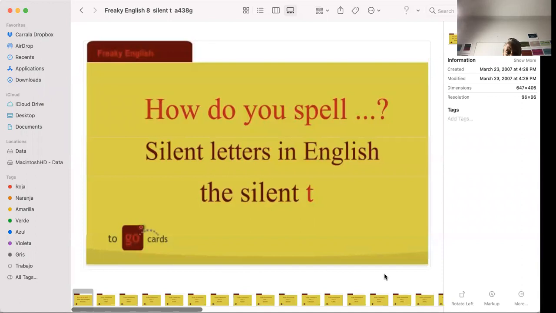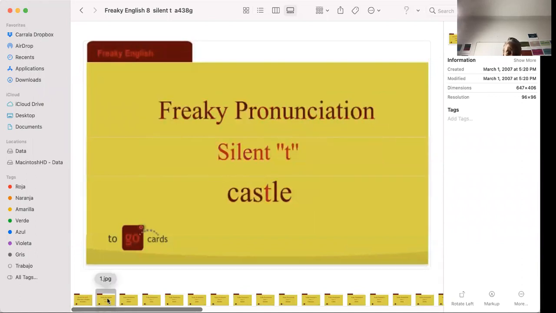Okay, so let's look at the silent T in words. So I'm going to share my screen with you. So how do you spell this? And we're looking at the silent T. Castle. There's a T there, but you don't hear it.